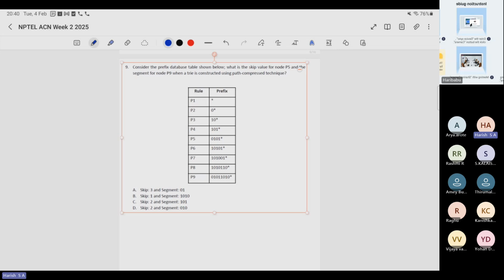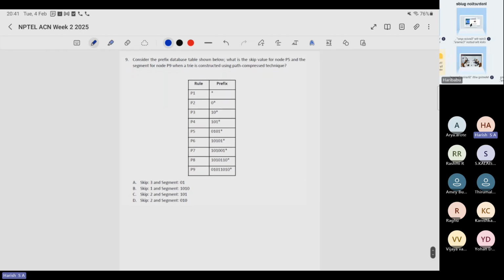Okay, so consider the prefix database table shown here. What is the skip value for the node P5 and the segment for node P9 in the trie constructed using path compression techniques? They've even given you the answer. There's a skip in node P5 and P9. So let's quickly construct this.